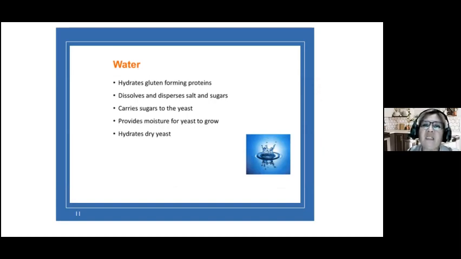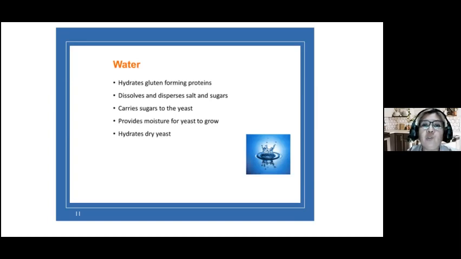Water is responsible for the gluten formation of proteins. It hydrates the gluten-forming proteins. Without water, you cannot have any baked product if it is the flour alone. Of course, without flour, you also do not have any baked product, because the flour is the one that forms the structure of your bread or baked products. Again, for water, it dissolves and disperses salt and sugar. So, tinutunaw niya yung ating sugar and the salt as well.